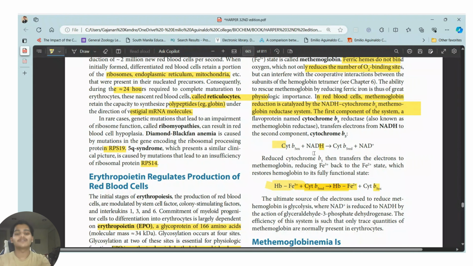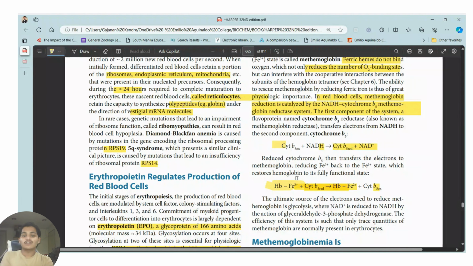This cycle will continue. Then this is the product of this reaction which we form, the reduced cytochrome b5. This reduced cytochrome b5 will transfer its electron to the methemoglobin, that is the hemoglobin with Fe3+, the ferric structure.